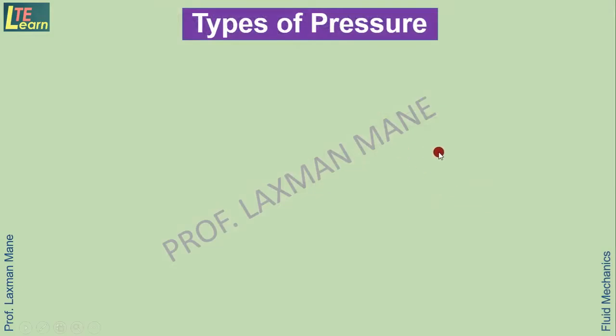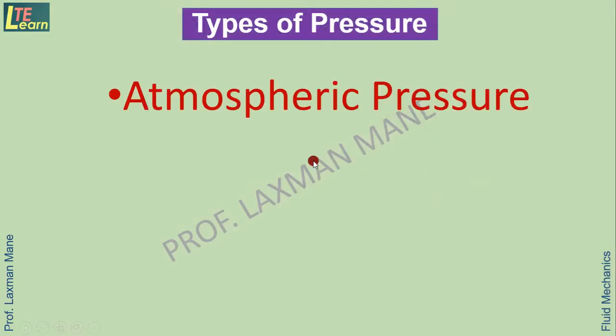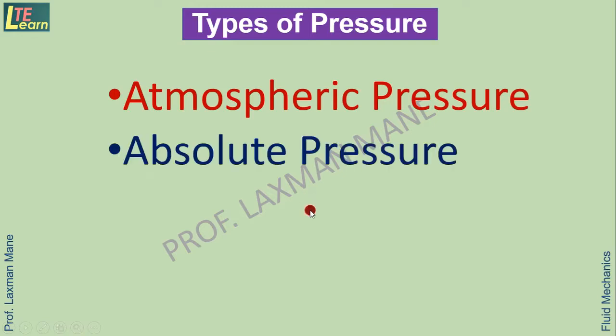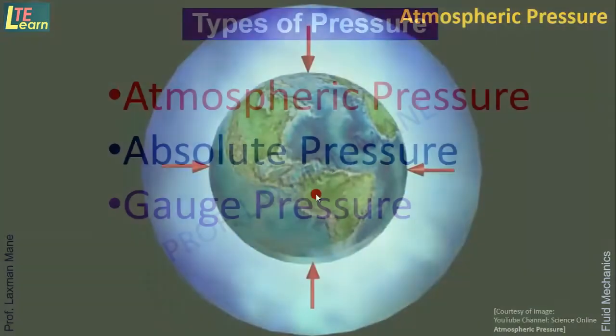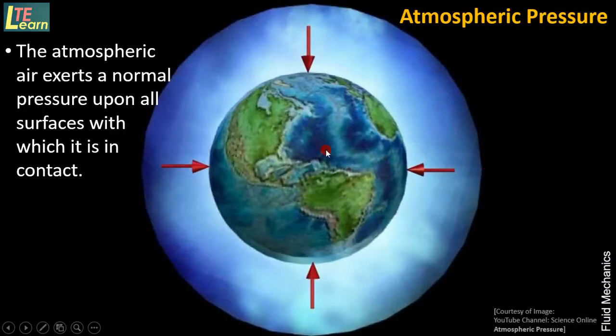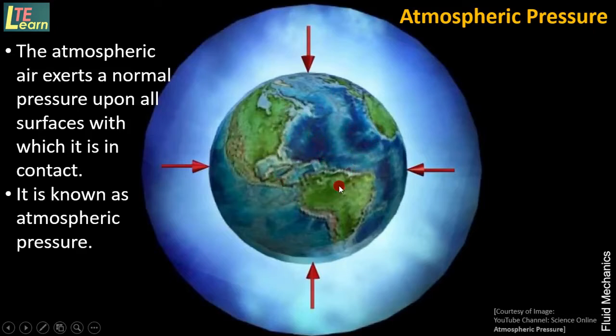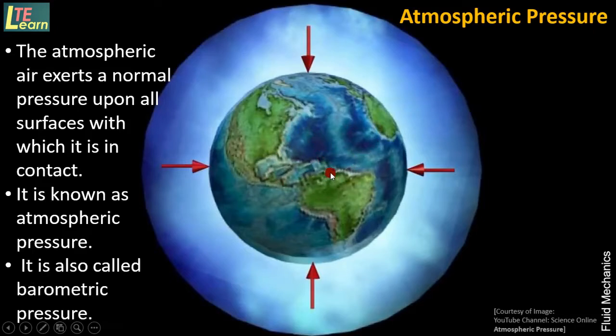Types of pressure. Prominent types are atmospheric pressure, absolute pressure and gauge pressure. Atmospheric pressure: the atmospheric air exerts a normal pressure upon all surfaces with which it is in contact. So atmospheric pressure is acting on all the surfaces or all the objects which are present on the earth. It is known as atmospheric pressure. It is also called as barometric pressure.